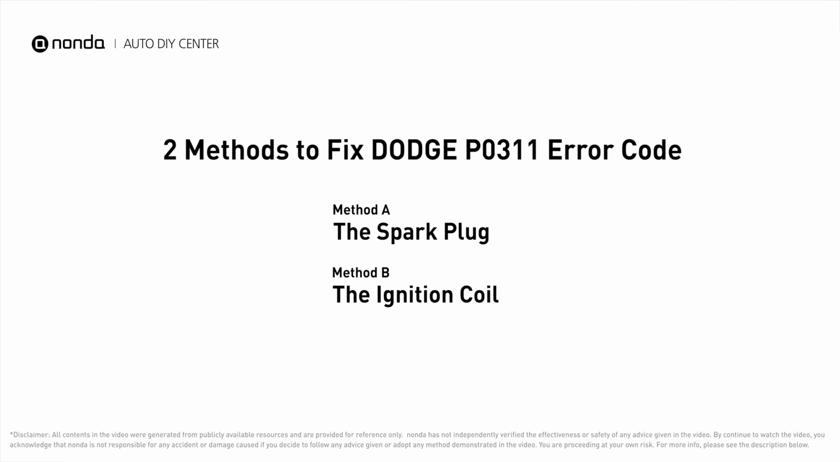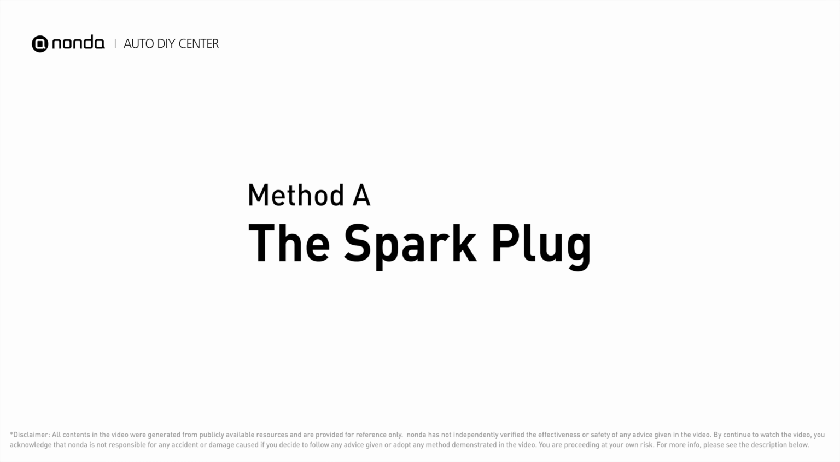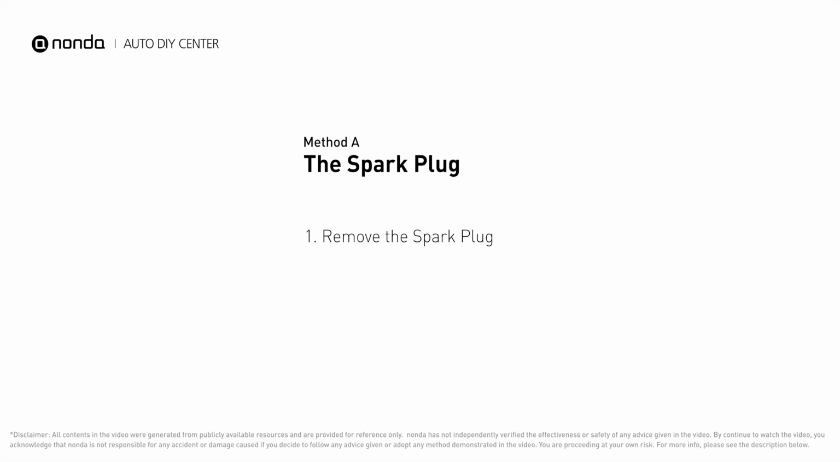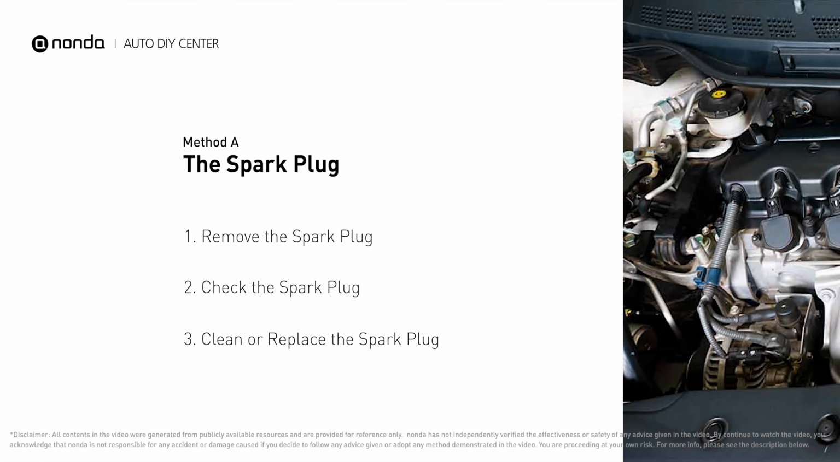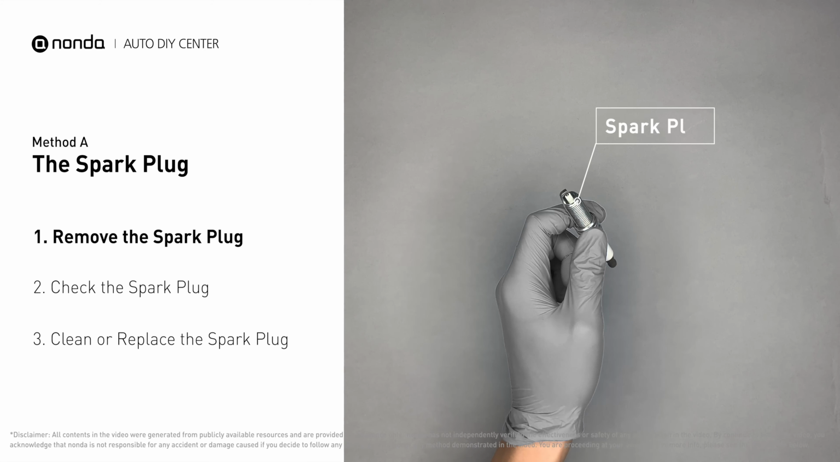Here are 2 of the most practical solutions to fix Dodge's P0311 error code. Method A, the spark plug. The spark plugs are located at the engine end of the wires under the plug covers that attach them. First, carefully remove the spark plug.